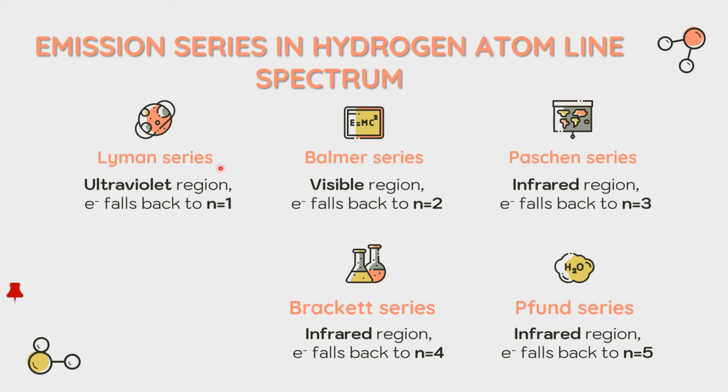For Lyman series, it falls in ultraviolet region and electron falls back from high energy level to N1. For Balmer series, it is in visible region and electron falls back from high energy level to N2. For Paschen series, it is in the infrared region and electron from high energy levels falls back to N3. For Brackett series, it is also in infrared region and electron from high energy level falls back to N4. And for Pfund series, it is also in infrared region and electron from high energy level falls to N5.